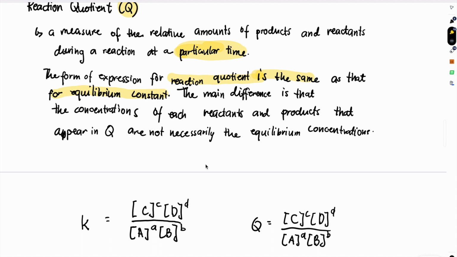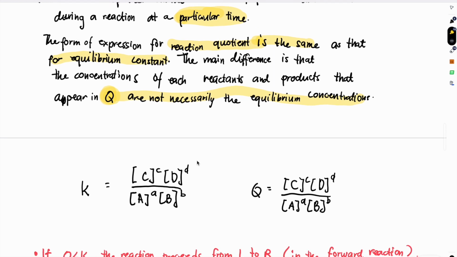The only main difference is that the concentrations of each reactant and product that appear in Q are not necessarily equilibrium concentrations. So Q is not fixed, because it's only at a particular time. It is not necessarily the point where equilibrium happens. But okay, we will see an example later, and I will give an example and an exercise. So this is what it means.